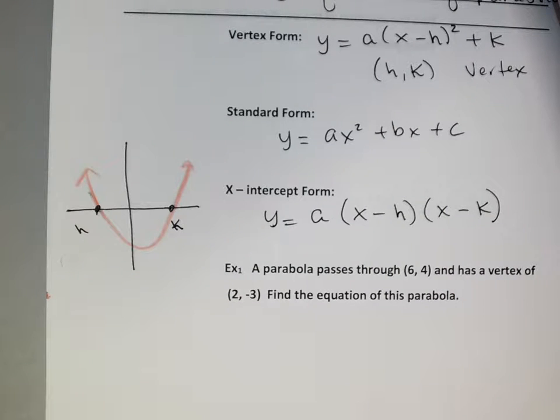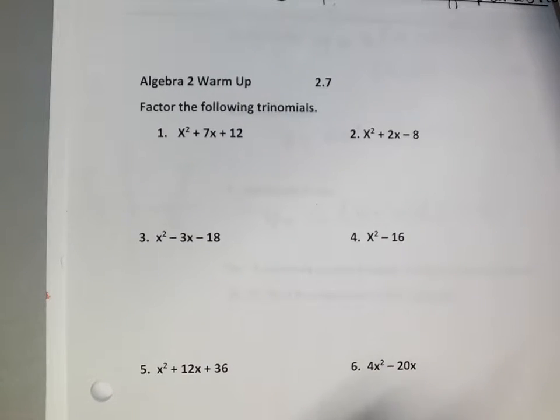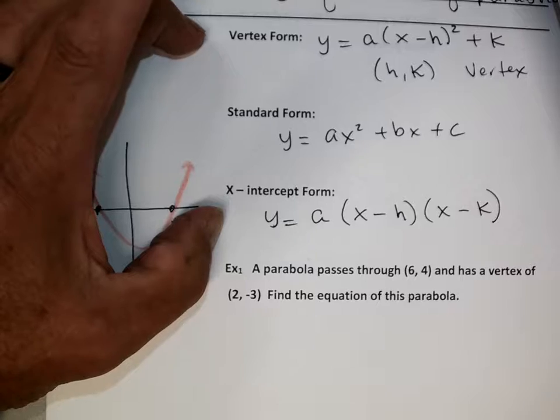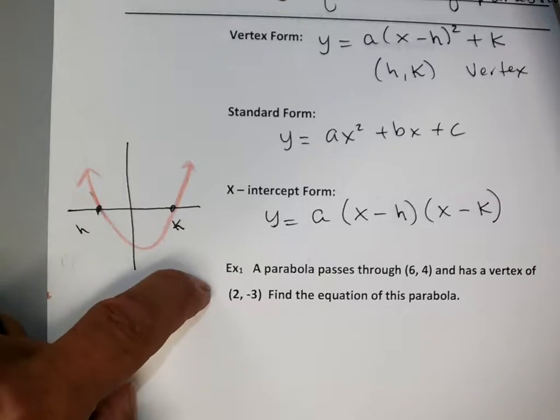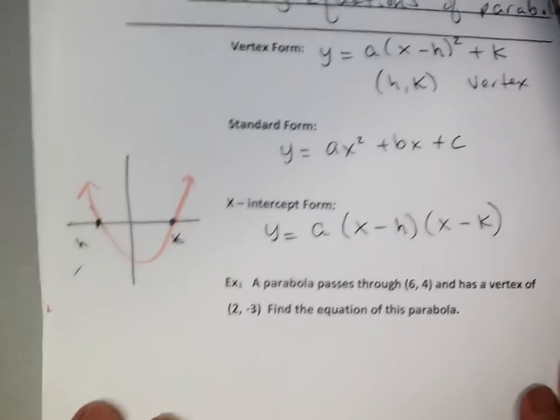So if I go back to our warm-up, we did all that factoring, right? You guys factored these. You put them in the x-intercept form. So we have these three forms. We're going to use these three forms to answer example 1, example 2, and example 3, okay? So let's take a look at example 1.